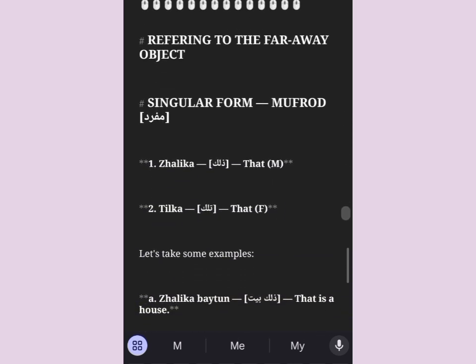Now let's look at how to refer to faraway objects, things that are from far. So we're going to look at the singular, which is mufrad. We say dhalika, that. Dhalika means that. Okay, that's for masculine. And for feminine, you say tilka. Tilka. Okay, that's for feminine.